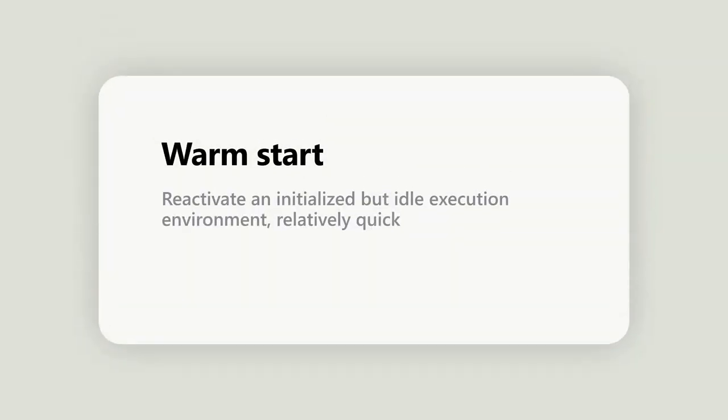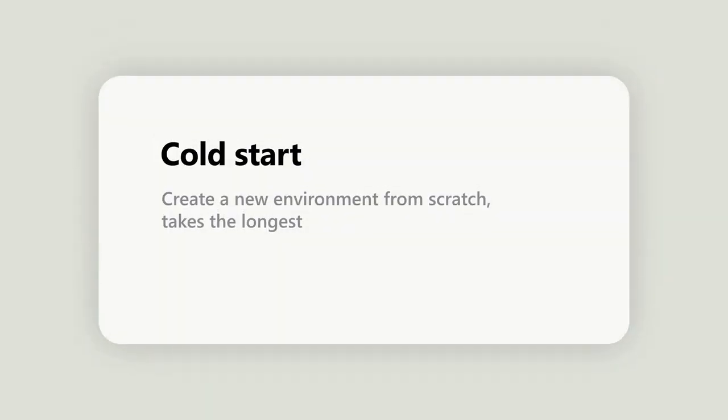A warm start occurs when the provider has an initialized execution environment, but it's not currently running. It needs to be woken up and set up before executing the function, making it slower than a hot start, but still relatively quick. If no suitable environments are available, the provider must create a new cold environment from scratch, provisioning resources, setting up the OS and runtime, and initializing dependencies. This cold start process takes the longest and can potentially cause higher latencies.